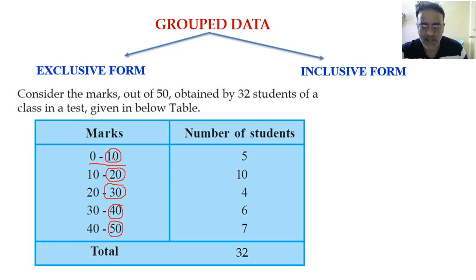So otherwise it is also known as continuous form also, because see, here these two are same. The upper limit of one class is same as the lower limit of the next class. See, right? And all these lower limits are included.